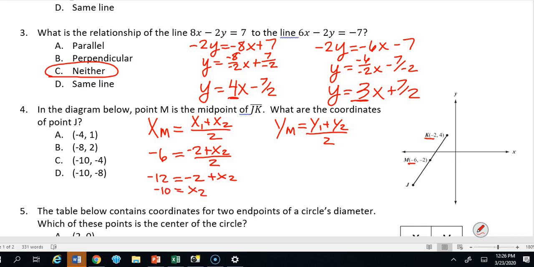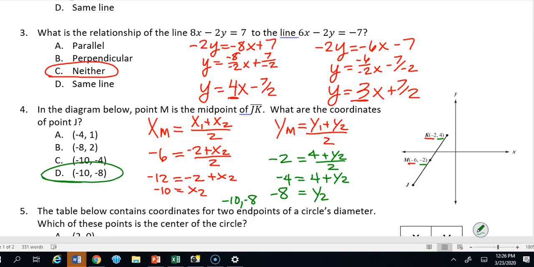Going to do the same thing over here for our y values now. So we're looking at 4 and negative 2. So we got negative 2 for our midpoint is equal to 4 plus y2 divided by 2. Once again, going to multiply both sides by 2. So this is negative 4 is equal to 4 plus y2. When we subtract 4 from both sides, we get that y2 is equal to negative 8. So the answer is negative 10 comma negative 8, which was D for this version of the quiz.